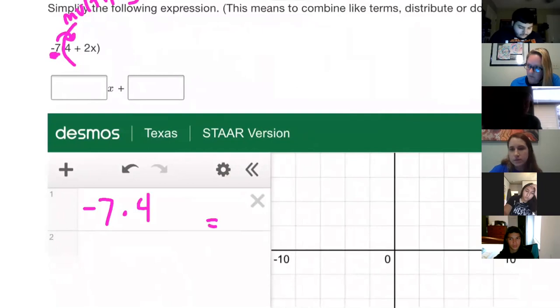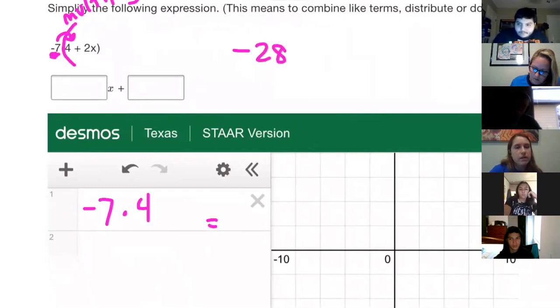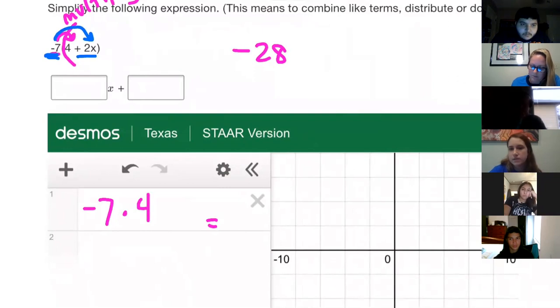Okay, I see people. So Jacob, I see, and Zoe. So Zoe is correct. It's going to be a -28 because it's negative times positive. So -28. And then you'll do -7 times positive 2x. And what would that give you? -7 times positive 2x. You can type it in the chat.